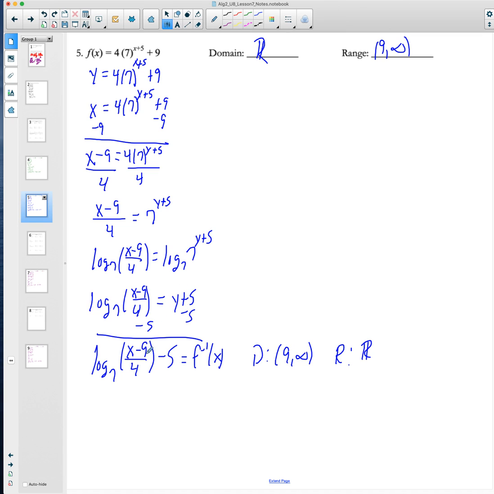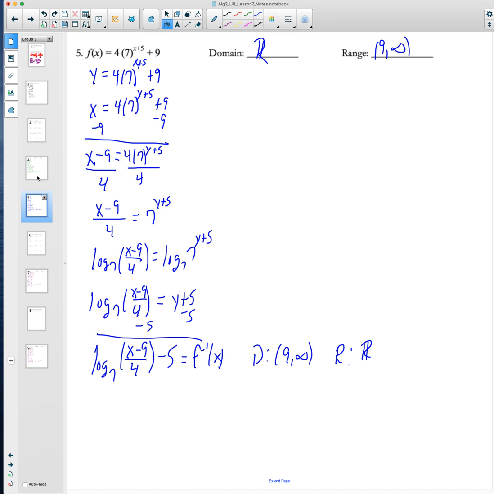Subtract 5 from both sides, and our inverse function is log base 7 of (x - 9)/4, and then minus 5. And then once again, you can see that the domain would be 9 to infinity. The range would be all real numbers. Okay, so that is how we find the inverse of an exponential function.